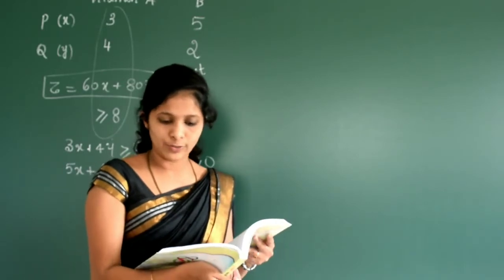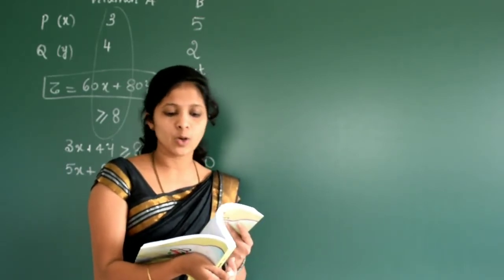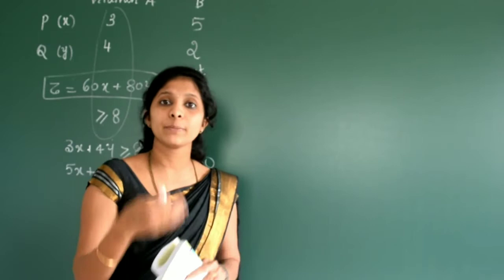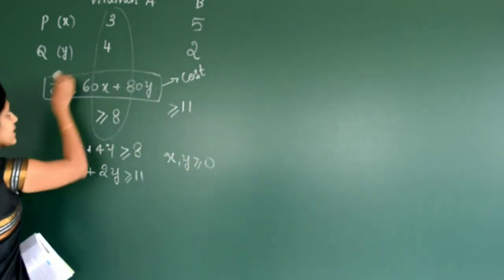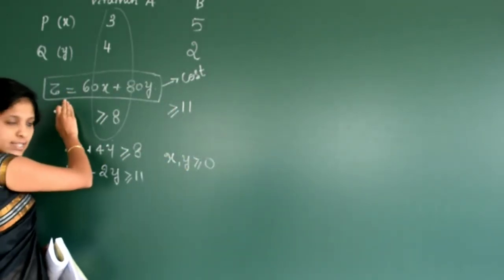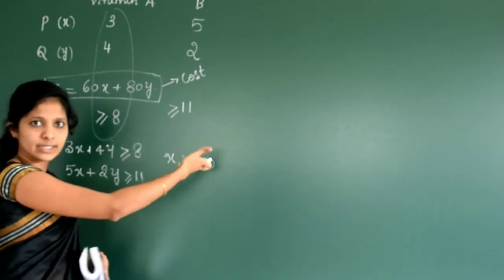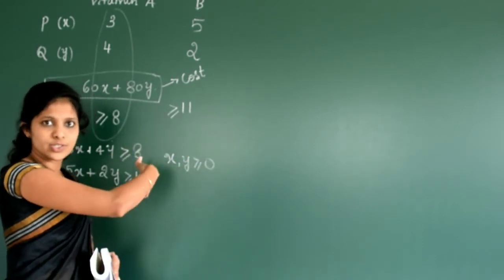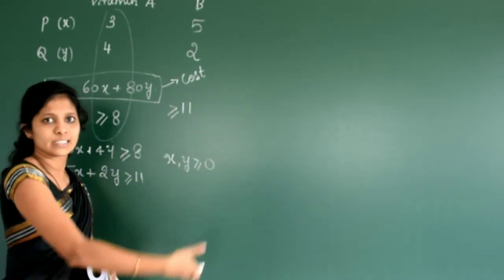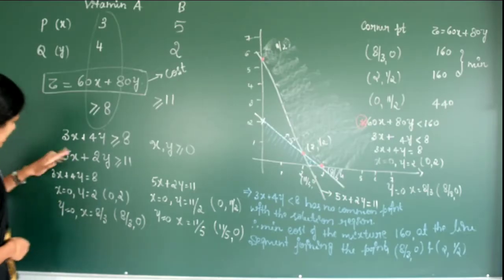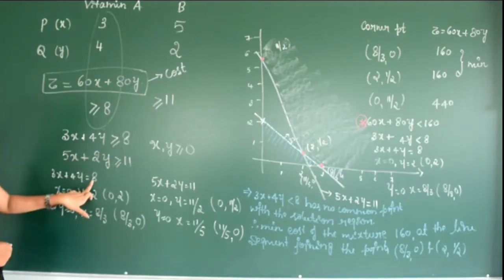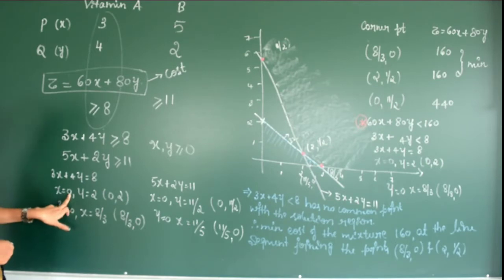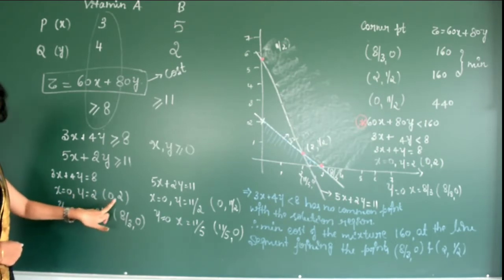Okay, now what you have to find? Determine the minimum cost of the mixture. You have to find the minimum value. We have to minimize this objective function. Is it clear? By using this one, we can draw the graph and find the solution region. First, let me draw the graph, then I will explain it. It is simple: 3x plus 4y is equal to 8. When the value of x is 0, y will be 2. So the point is (0, 2).